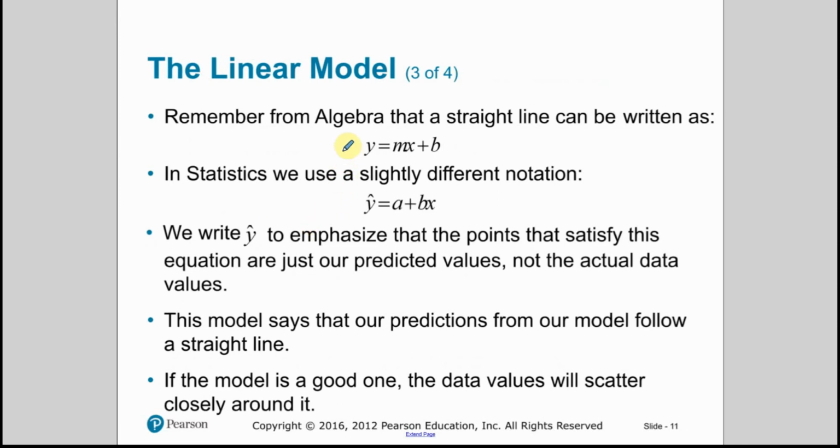We looked at this last time. y equals mx plus b is how you write the equation of a line. In statistics, we use y hat equals a plus bx, y hat meaning the predicted y value from that line of best fit. We use b for the slope instead of m, and we use a for the y-intercept instead of b.